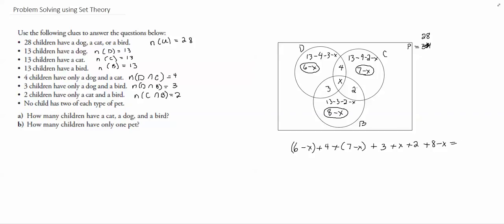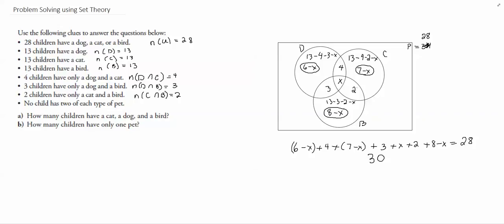When we add all of that up, it has to add to 28, because none of these children have no pets, okay? They all have a certain number of pets. So we want to simplify this, so I take 6 plus 4 plus 7 plus 3 plus 2 plus 8. That gives us 30.